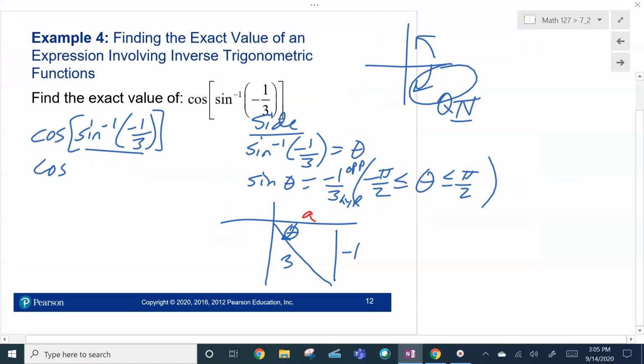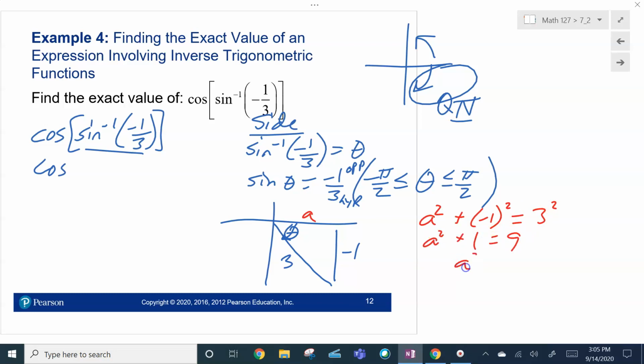What am I talking about here? a squared plus b squared. I know that's just a distance of 1, but the hypotenuse is 3 squared. So a squared plus 1 equals 9. a squared equals 8. Square root. a equals plus or minus 2 root 2. Cosine is positive here, so we're going to use positive 2 root 2. So that's the adjacent side to theta there.